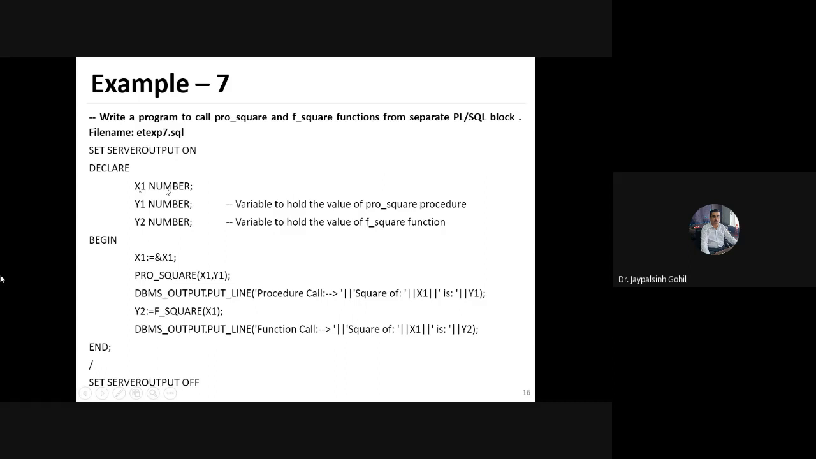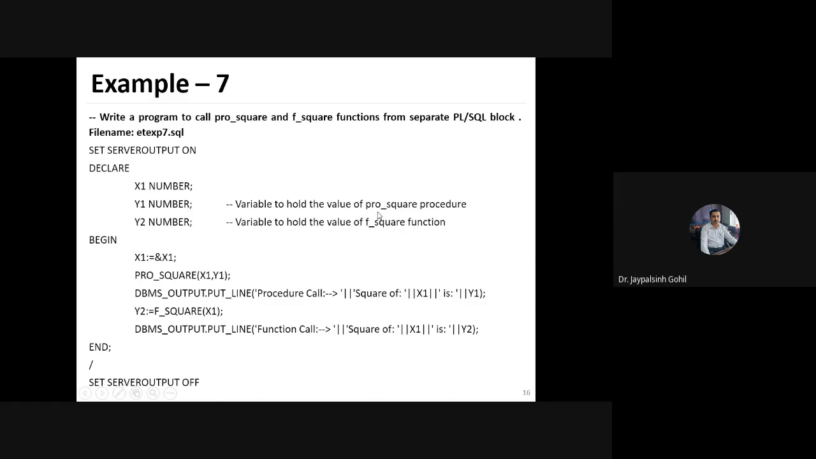So see, x1 I have declared. By using this variable, I will give the parameter inside this procedure in mode, the value for which I want to do the square, right? Now y1, this variable will hold the final result of the pro square procedure, and y2 will hold the value of the function f square, right?